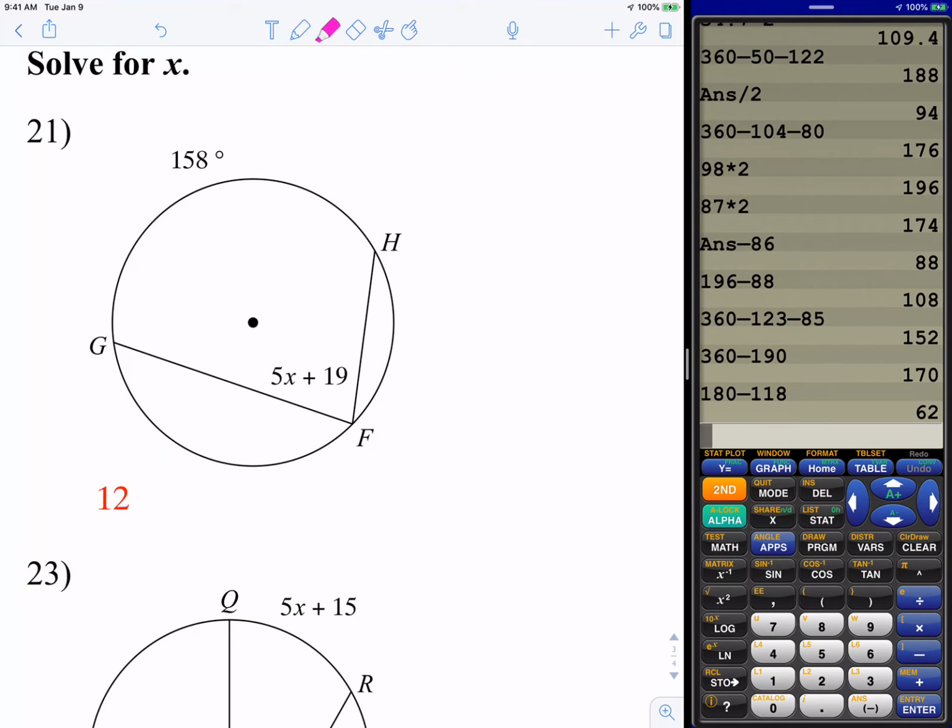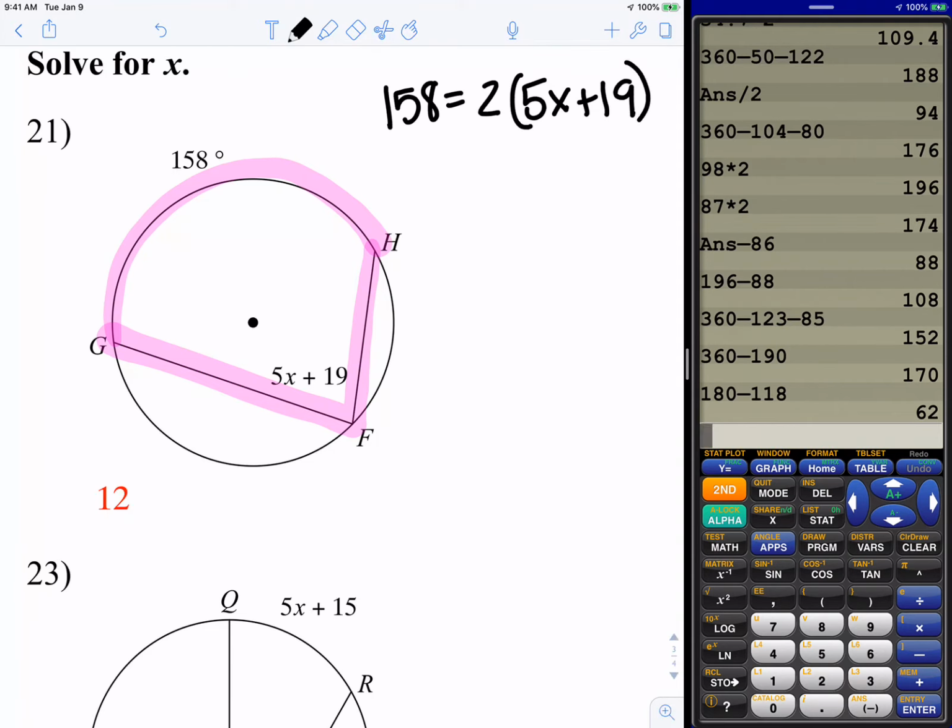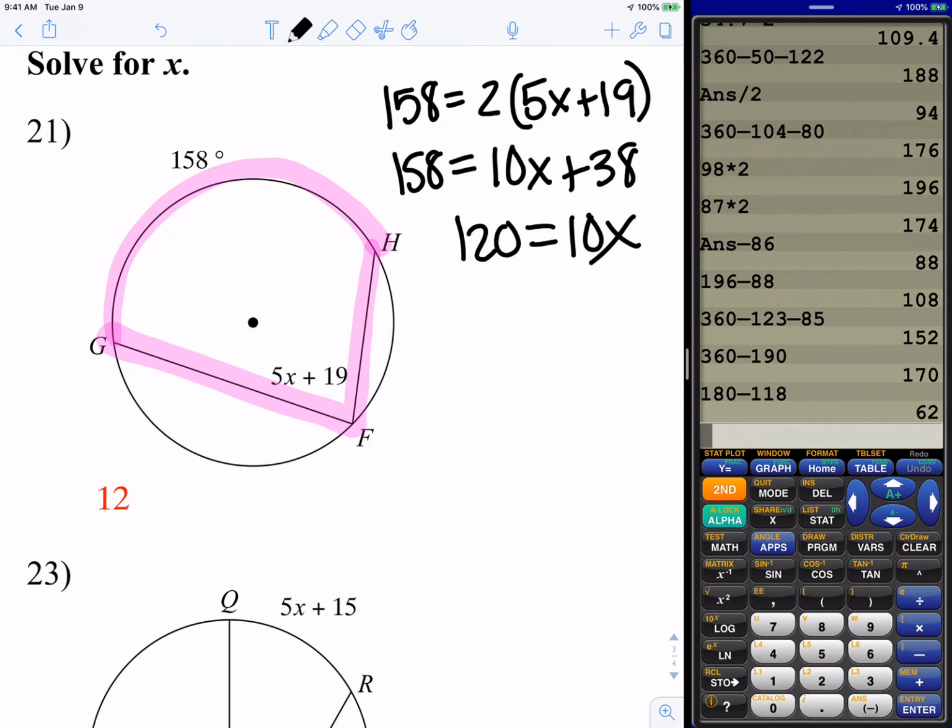21. All right, this is the angle, that is 5x plus 19. Here is its intercepted arc. So my setup is the arc equals 2 times the angle. So I have 158 equals 10x plus 38. Subtract 38, so 120 equals 10x. Divide by 10, and x is 12.